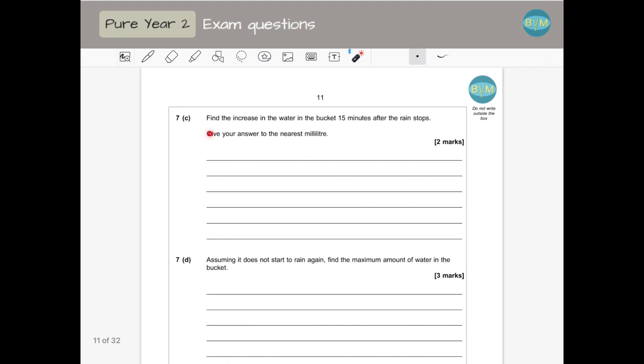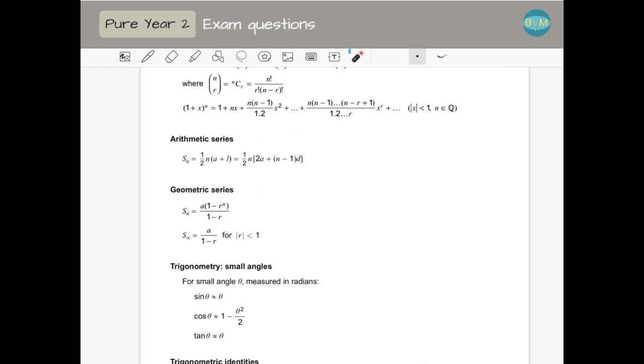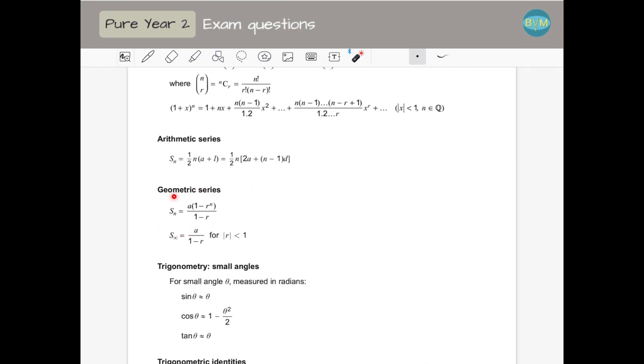Then for C, it says find the increase in the water in the bucket 15 minutes after the rain stops. So we are going to add the values up to 15, because we are adding a certain amount of water every minute. If you go to the formula booklet, you have the sum in terms of a geometric series. So this is the formula. A is the first term, r is the common ratio, and n is the number of terms that we are adding.